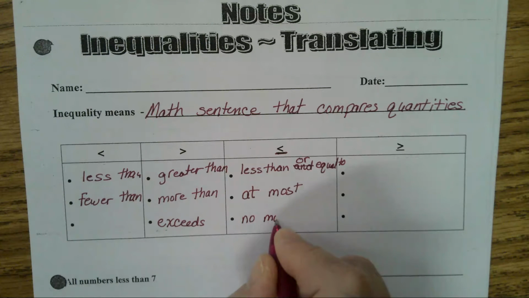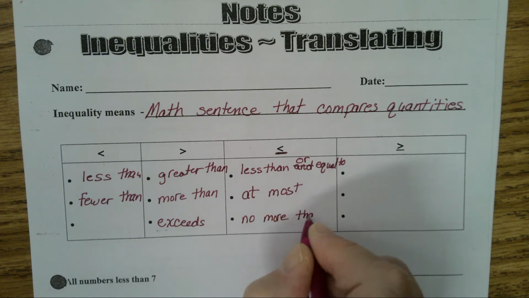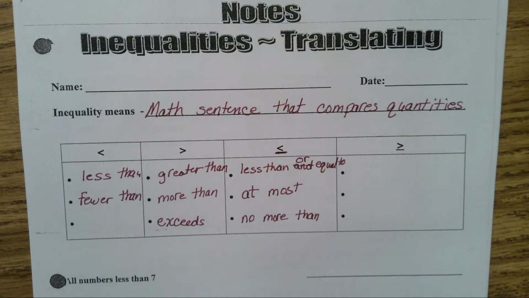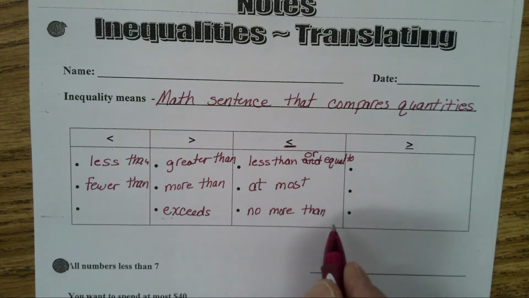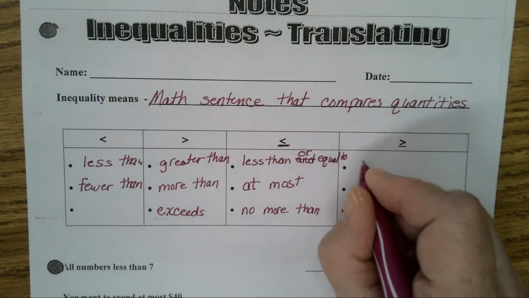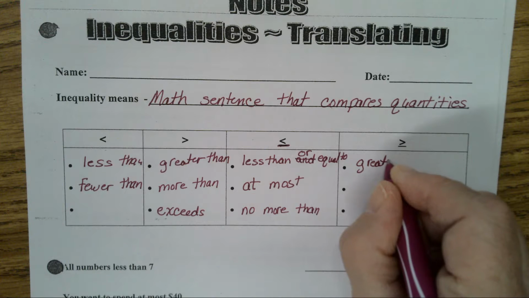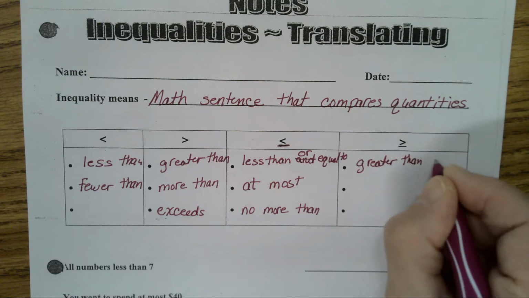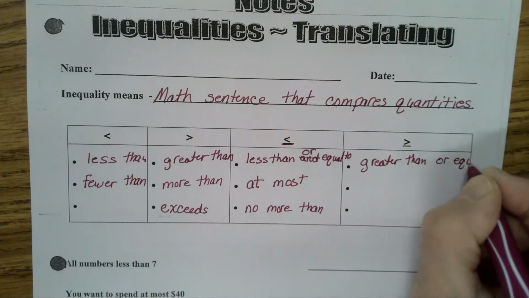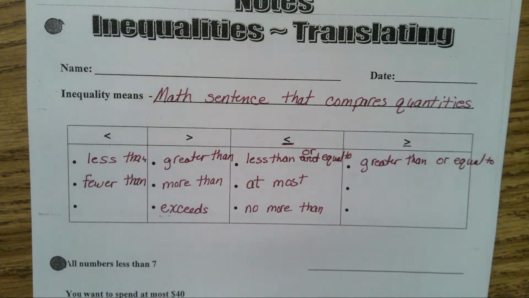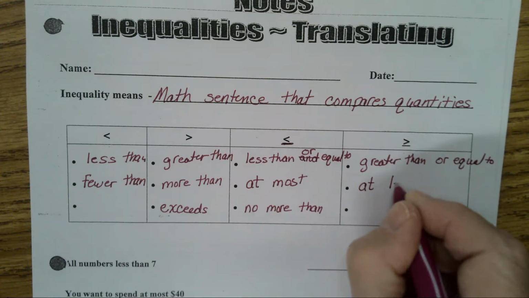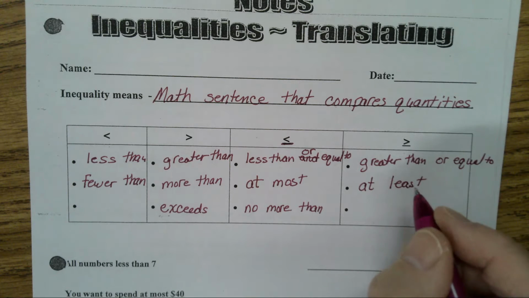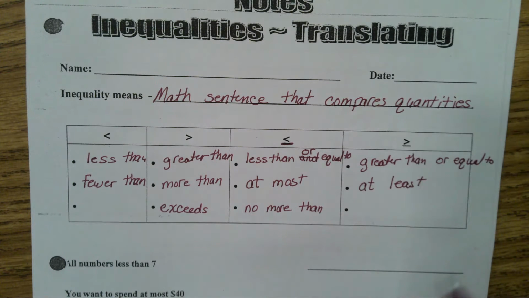This is one they use a lot in 7th grade. And I think it's used in the worksheet down below, so I want you to know how to use these words. Make sure you added no more than. On the next one, greater than or equal to. Another word, at least. And another word that you will see, no less than.